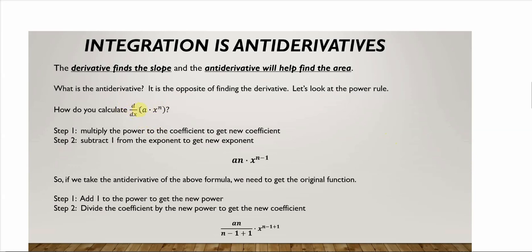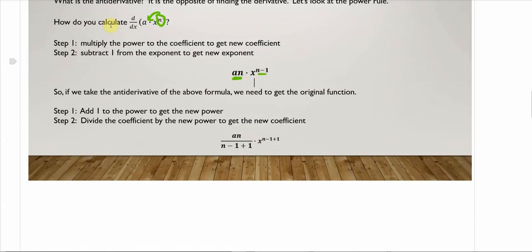The derivative of a times x to the n, what I would do is I would multiply my power to my coefficient, so I'm going to get an, and then I subtract 1 from my power. So basically there's 2 steps. Multiply the power to the coefficient to get the new coefficient, and then subtract 1 from the exponent to get the new exponent.